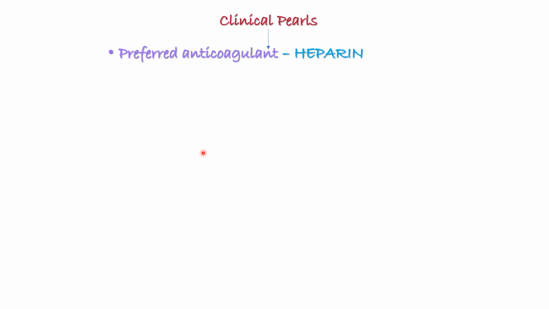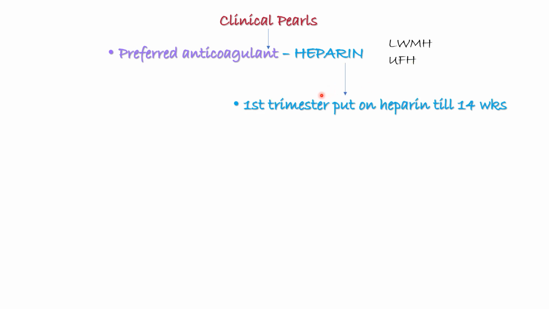So this is just a clinical summary of what we have been talking about. Which drug did we say is best for a patient who comes in with a VTE in pregnancy? We said heparin. Which heparin? We said low molecular weight heparin. However, you can use unfractionated heparin. In some circumstances we don't have heparin. So what do we do? We put this pregnant lady on heparin for the first trimester until 14 weeks, because we said warfarin has teratogenic effects which are going to cause her to have fetal warfarin syndrome.